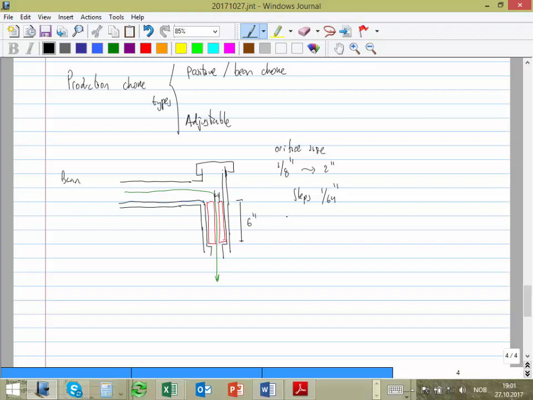So the first one will be 8/64, right? That gives you 1/8, and the other one will be how much? 32/64, yes, of an inch. And then you can use anything in between.